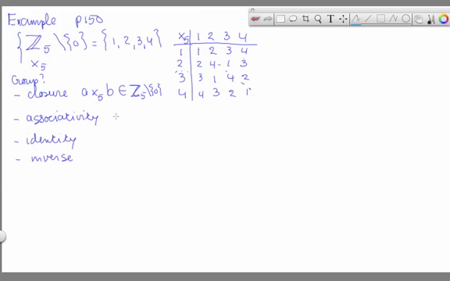Associativity. It's logical because we are talking about integers, and we know that for integers it is true that a times b gives the same result as b times a, so therefore this is also true if I multiply modulo 5, so therefore associativity is also done.